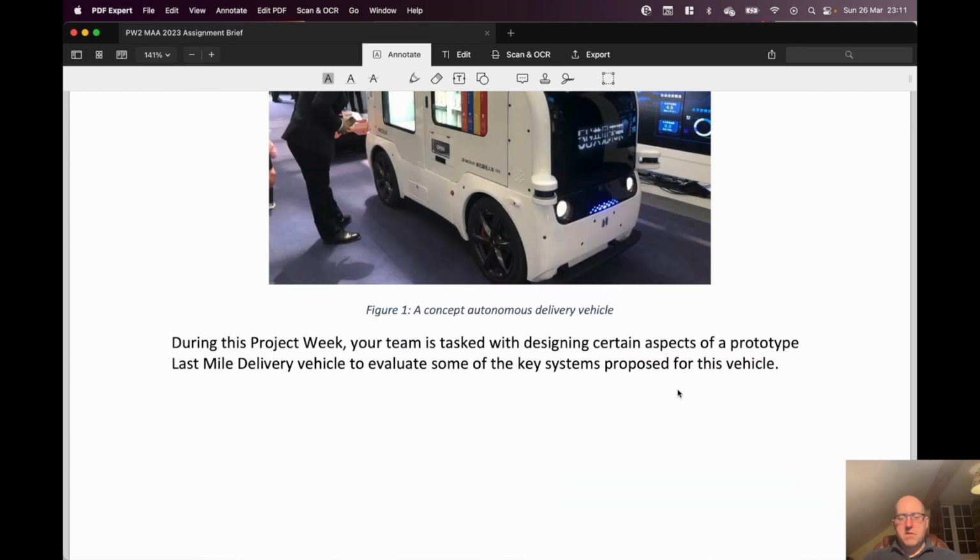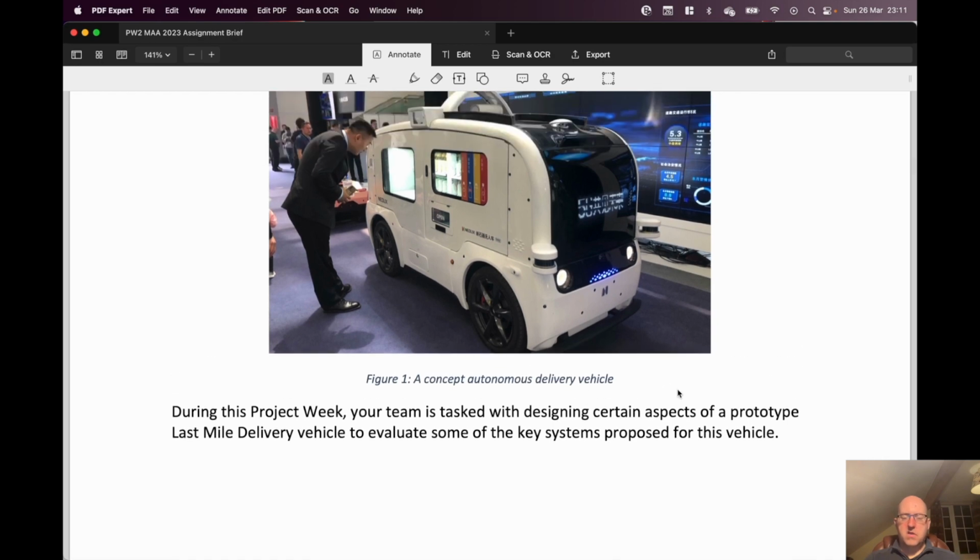And your team is tasked with designing certain aspects of this prototype vehicle. Obviously the structures and materials work will be around the structures and materials of the vehicle, looking at the chassis and the strength and those sorts of things, and how you actually make the vehicle. And then the dynamics and modelling are around the driving of the vehicle, looking at how to make that as efficient as possible.